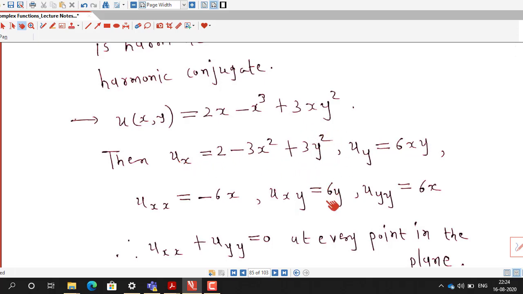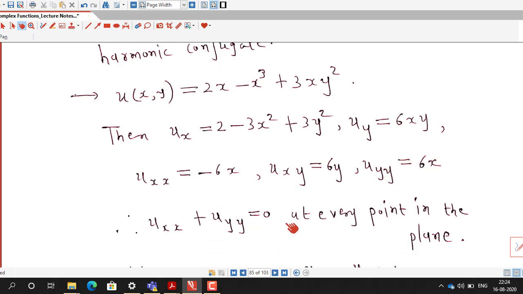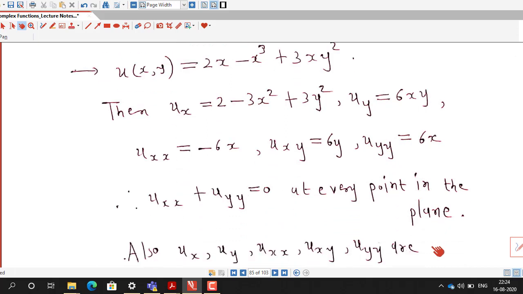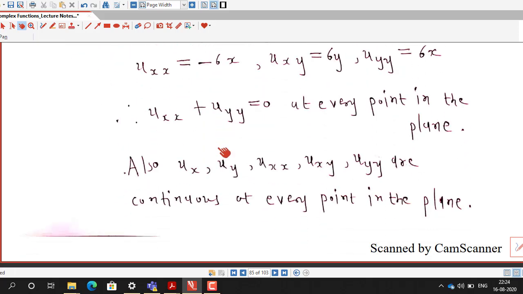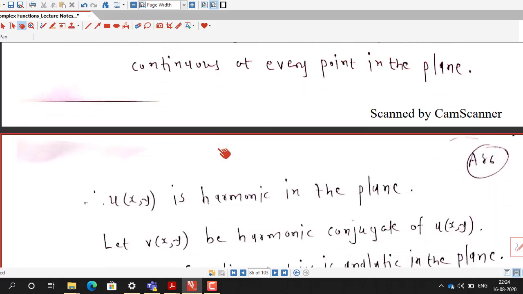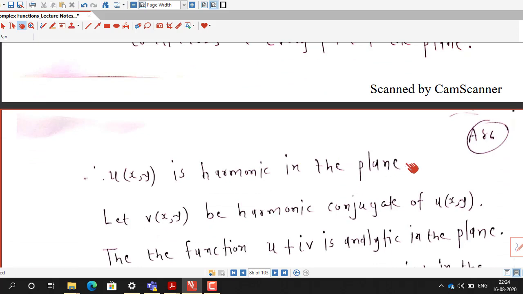to y is 6y. Similarly, del u by del y is 6xy, and if you differentiate this again with respect to y, you will have 6x. So we can see uxx plus uyy equal to 0 at every point in the plane, and all these derivatives are polynomial functions, so they are continuous at every point in the plane. Therefore u is harmonic in the plane.